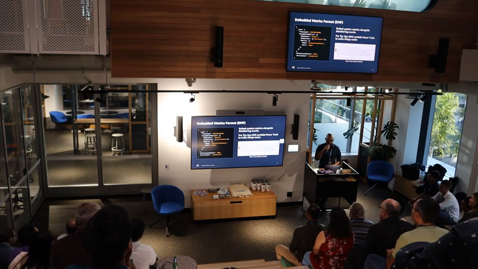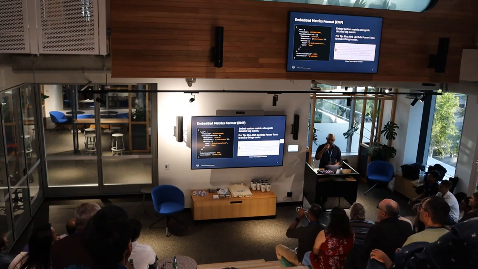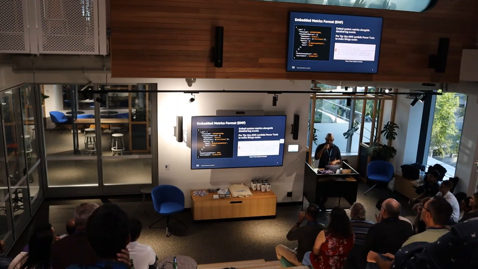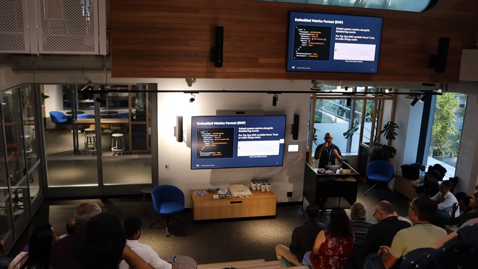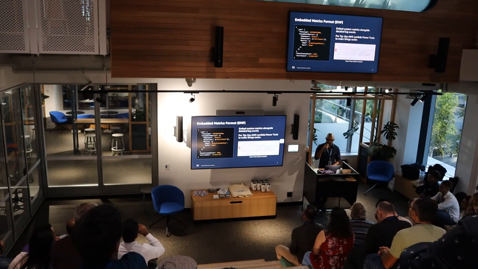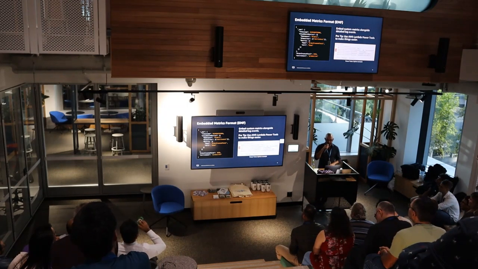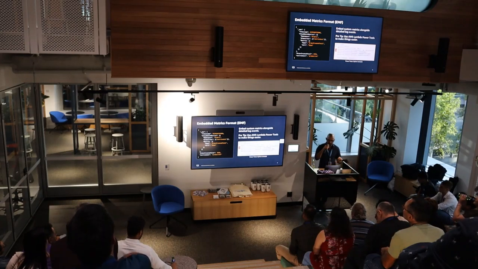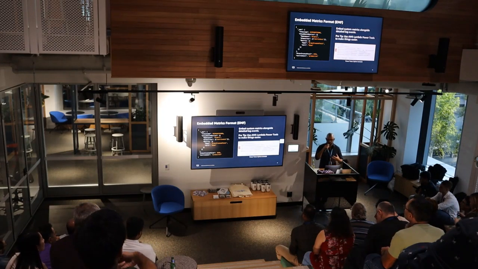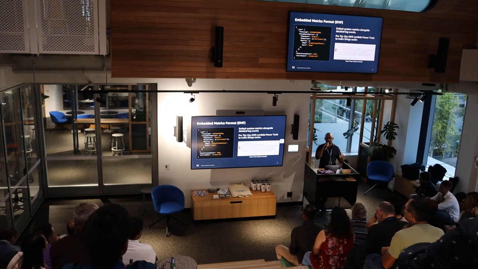The second option is to use something called embedded metrics format. So what this means is that when you write a log message in your code, if you include a certain format, so if you see in that JSON payload, underscore AWS, if you include a certain format, CloudWatch will automatically pick it up and turn that into a metric for you.